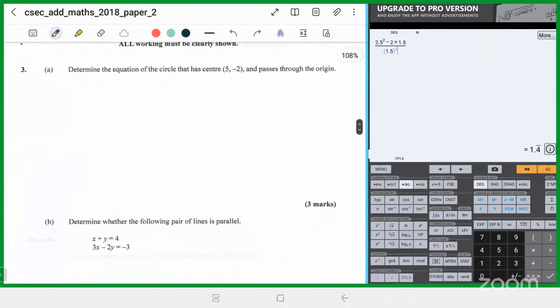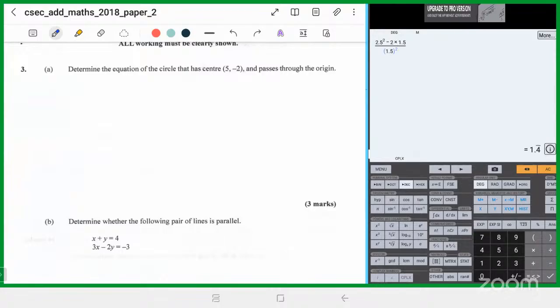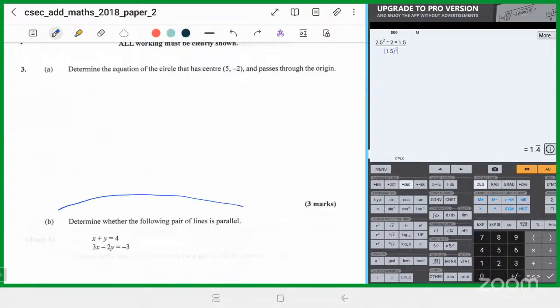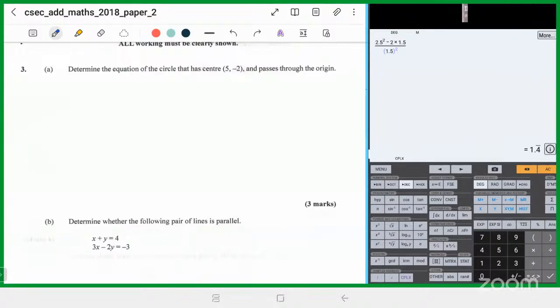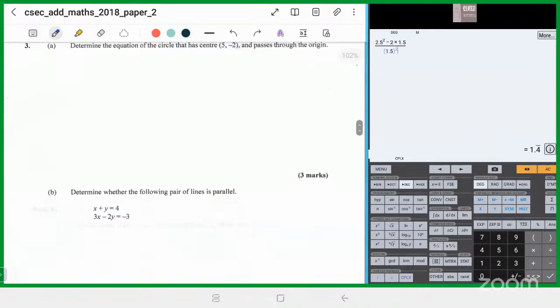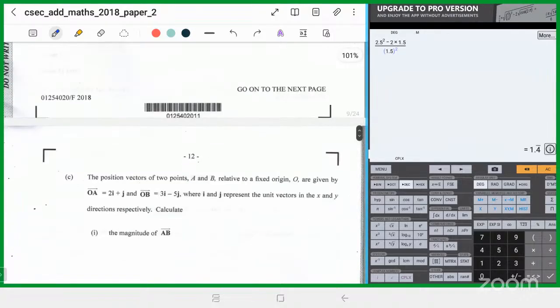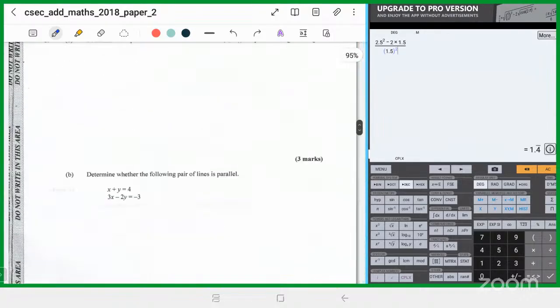Then we come to number 3, and it's just 3A we're supposed to do. 3A only, I gave it to do. Add Maths. We can do 3B too. Can do 3B as well. It said determine whether the lines are parallel. Let's see if we can do 3C too. It says 3A and B I should have given you.